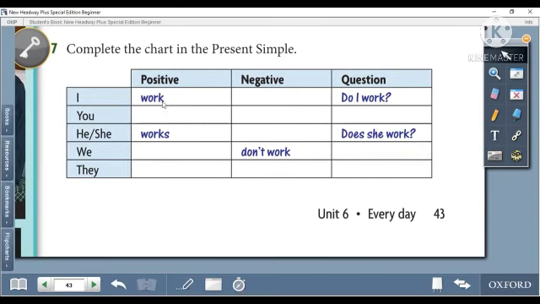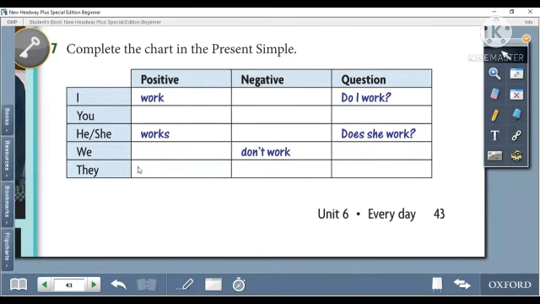I work I don't work. Excellent. You work you don't work. He works he doesn't work. She works she doesn't work. So he works he doesn't work. She works she doesn't work. We work they work. Okay.